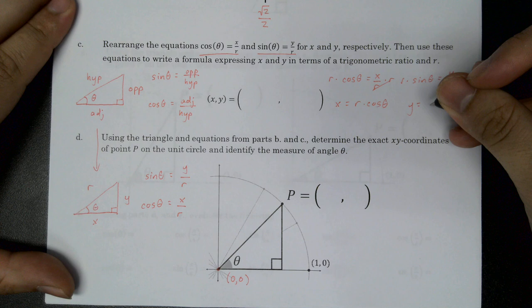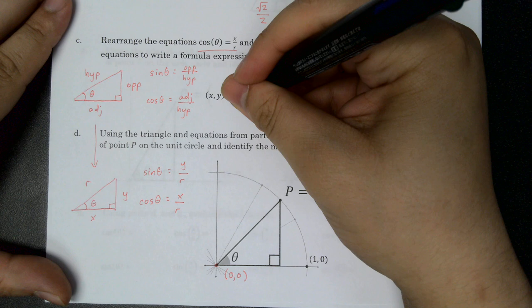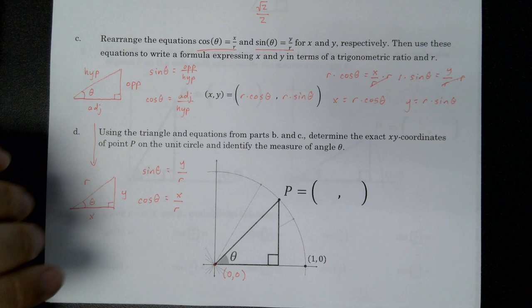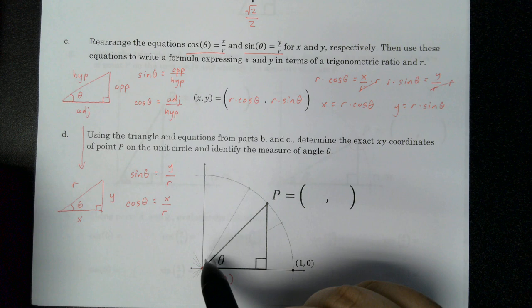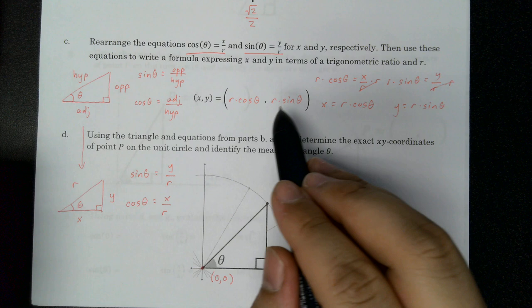And we can combine these answers into an xy coordinate, and we can say that x is equal to r cosine of theta, and we can say that y is r sine of theta. And so, that tells us that any xy coordinate along a circle centered at the origin of any radius is going to be given by r cosine of theta. Whatever this angle is, r cosine of theta, comma, r sine of theta.